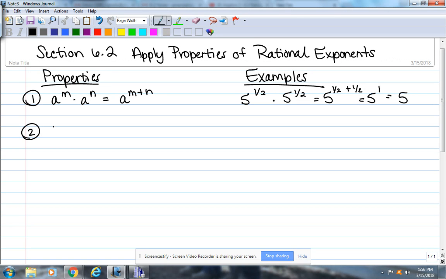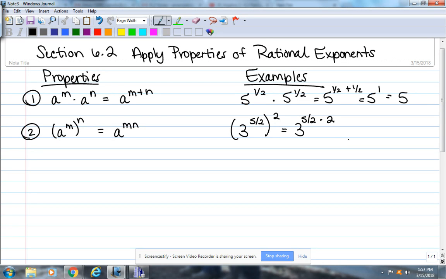Next one is power of a power. So if I have a to the m power and I raise it again to an n power, I multiply the two powers. So with variables, it would be a to the mn. And with numbers, it would be something like 3 to the 5 over 2, squared. So what do I do when I take a power of a power? What do I do with my exponents? Multiply. So it's going to be 3 to the 5 over 2 times 2.